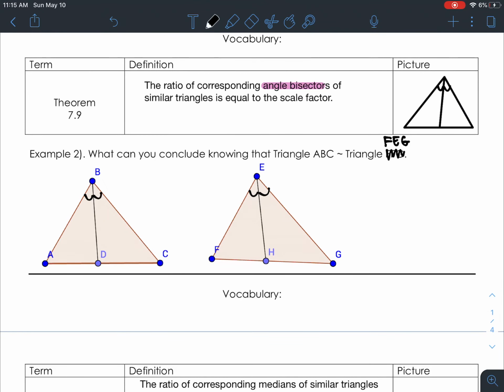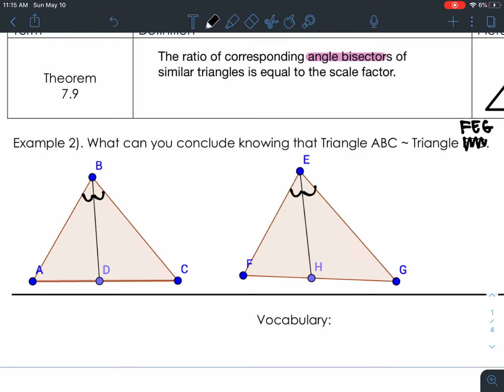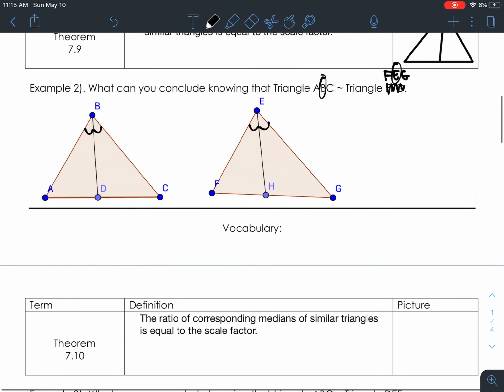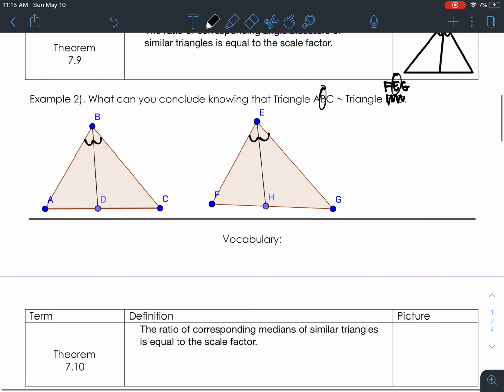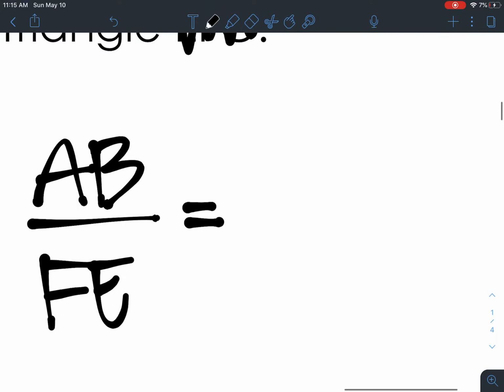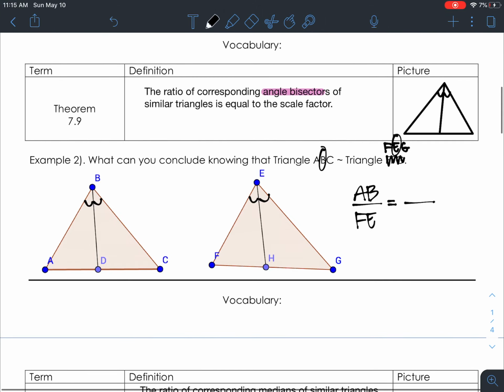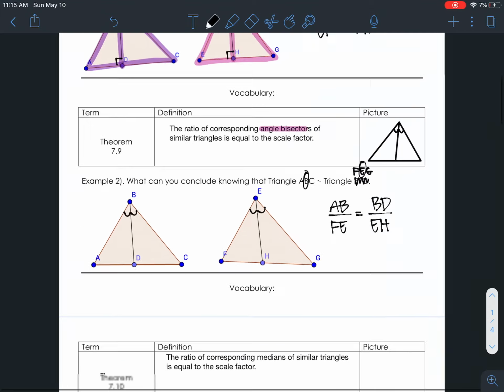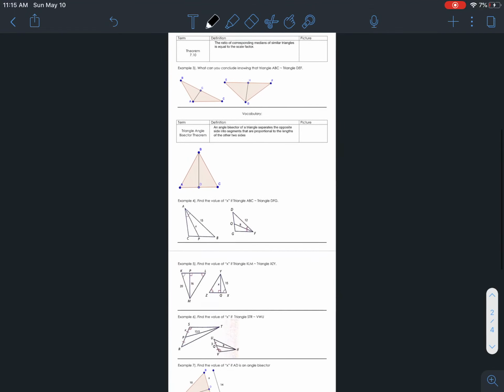What that means is that angle B and angle E are corresponding angles. And what do we know about corresponding angles within similar triangles? We know that they are congruent, and if we're bisecting the angle, then all 4 of these angles have to be the same. Same idea: we're going to find our scale factor, and we take AB over FE is equal to our 2 angle bisectors, BD over EH. I'm going to pause there and then come back with the last two theorems.